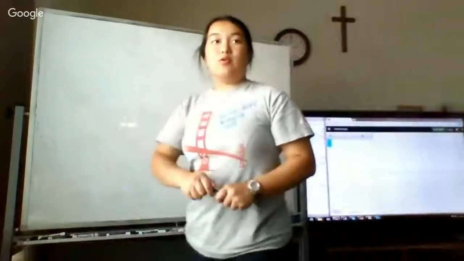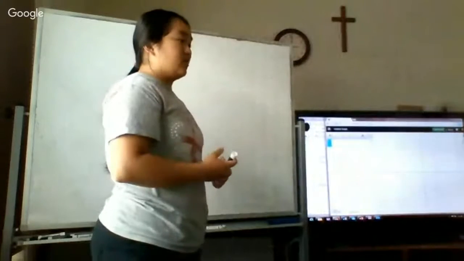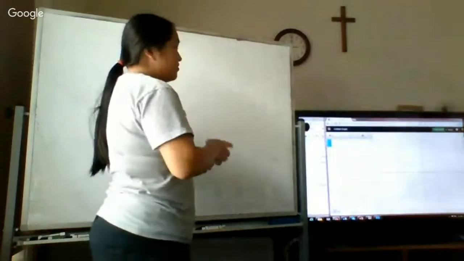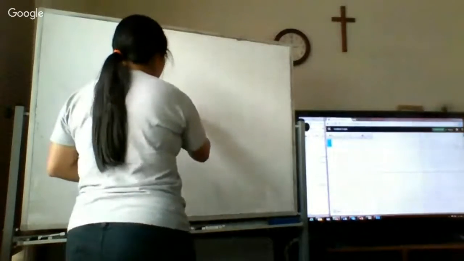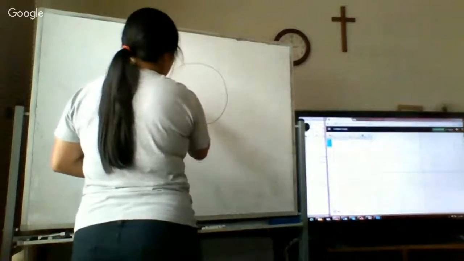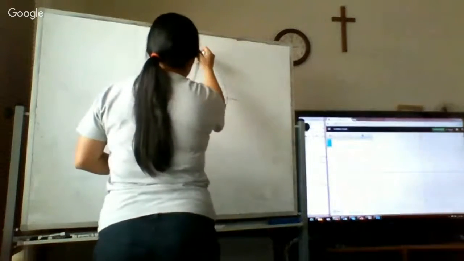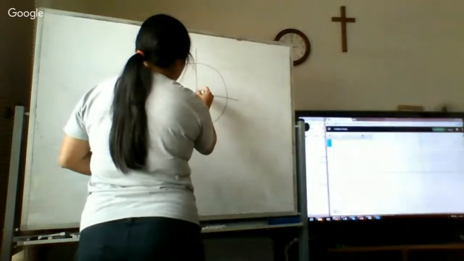All right, so one thing that we're going to go over before we jump into the graphing part is how to find the arc length of a circle. So let's say this is our circle. Here's the center.